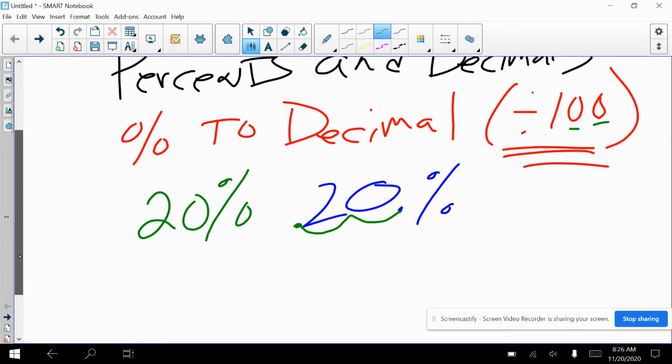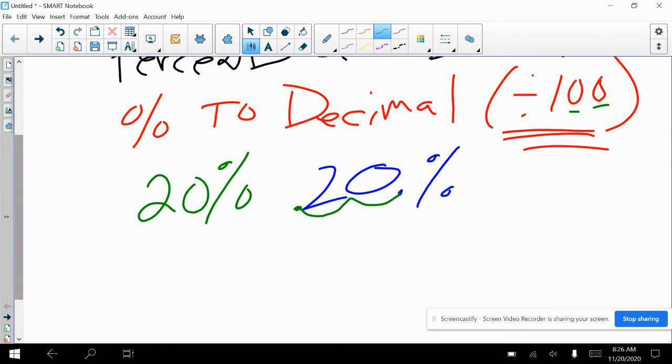Now, look. We have 20% and we're changing that to a decimal. How do we read that decimal number? Mason? Okay, 2/10. That is correct.